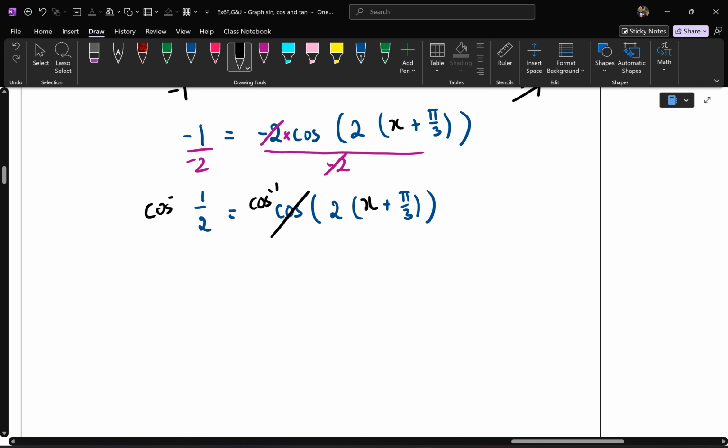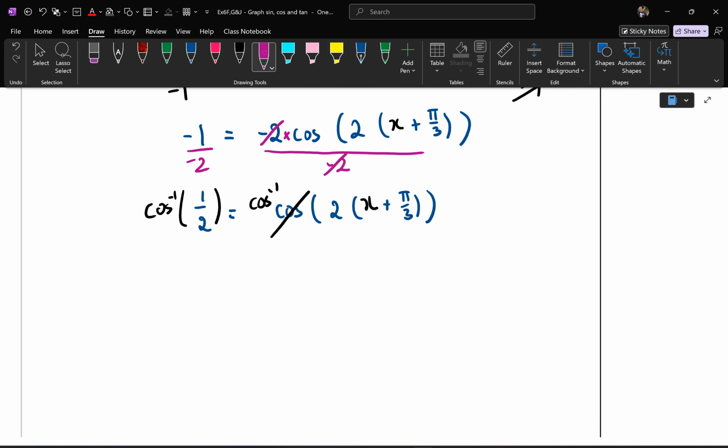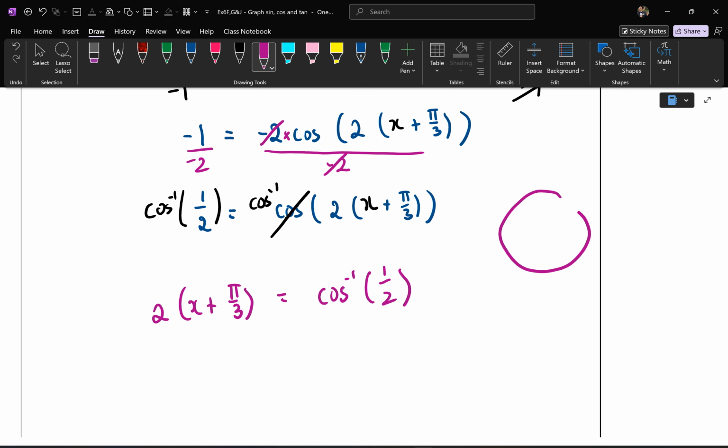So what we're really doing is 2 bracket x plus pi on 3, that's what's left over, is equal to, what is the cos inverse of half? This is where you have to think about your unit circle. And the way I've taught it to you guys is just work between 0 and 2 pi. Find the first two solutions and the rest follow the period. That to me is the easiest way to do them.